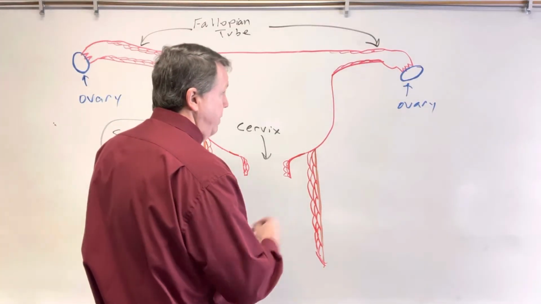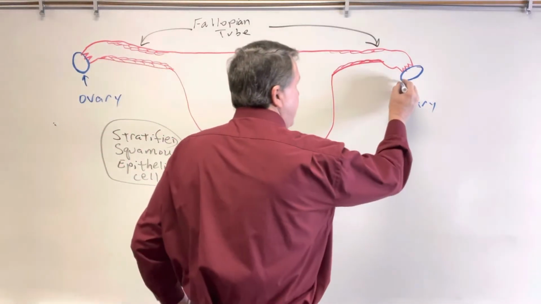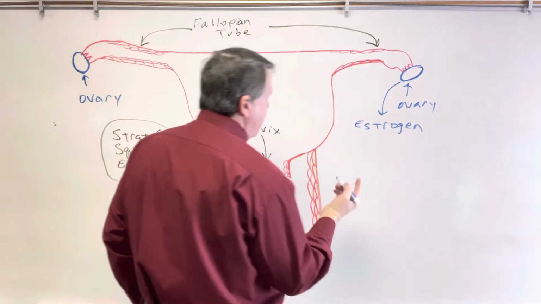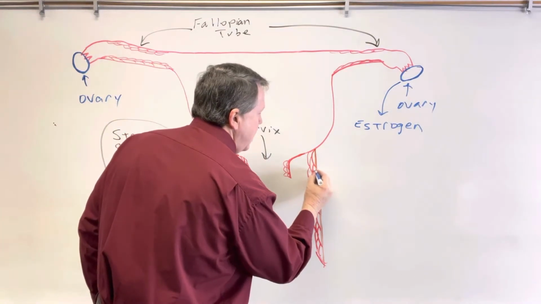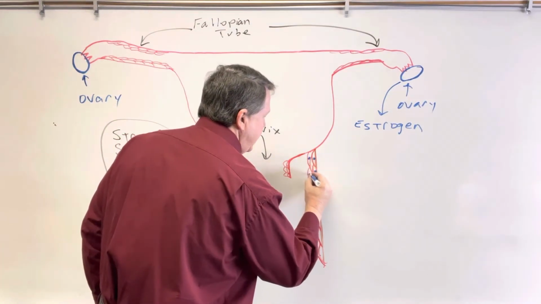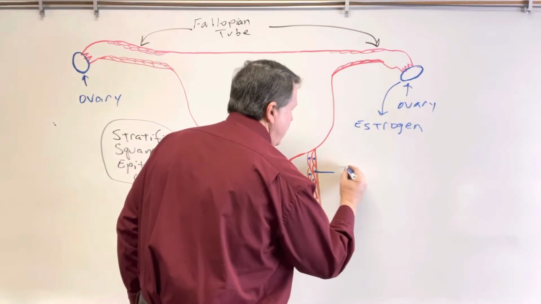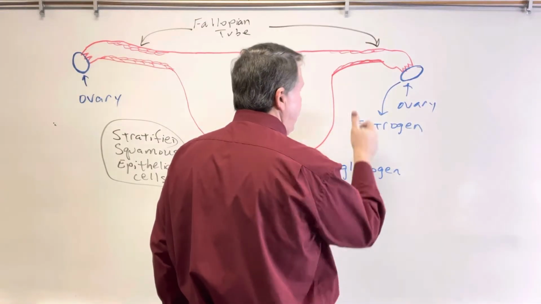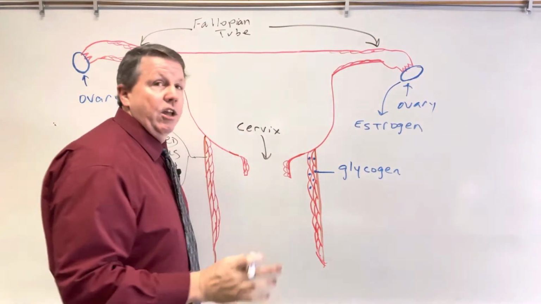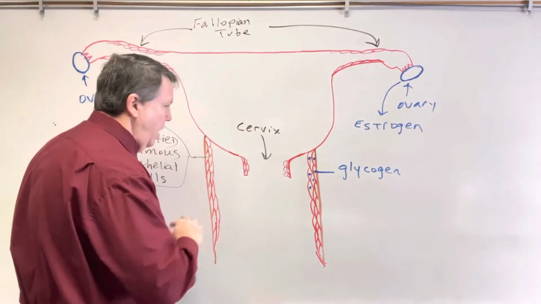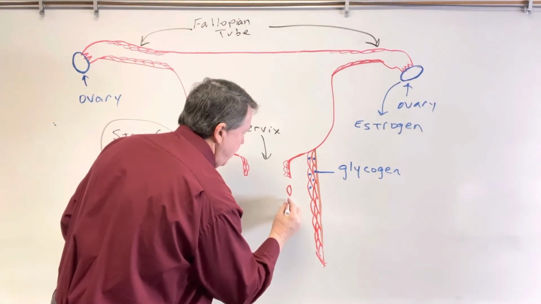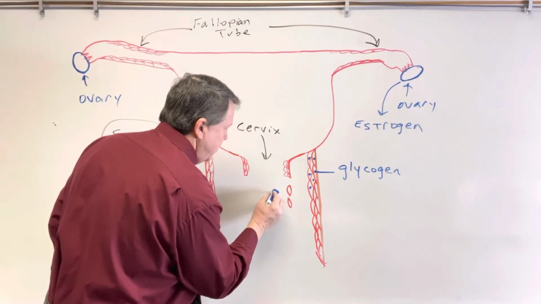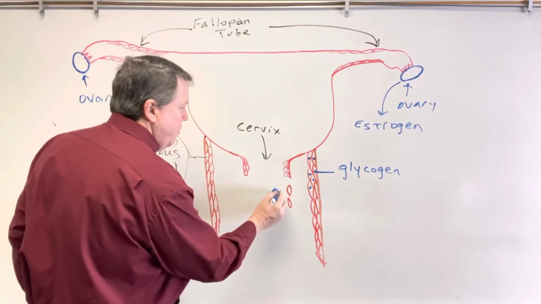So here's what's going to happen. The ovary secretes estrogen. What estrogen is going to do is help convert glucose into glycogen inside of these cells that you see here. So this is going to be glycogen. When estrogen is secreted, it's going to increase the amount of glycogen in cells. Now, as these cells come off, the glycogen is going to be released from the cell. So there's glycogen right there.